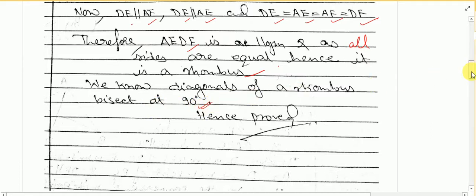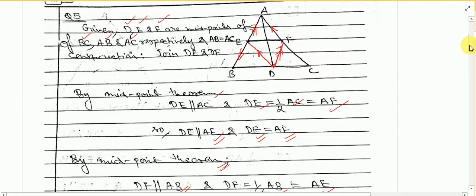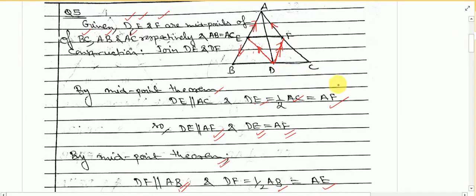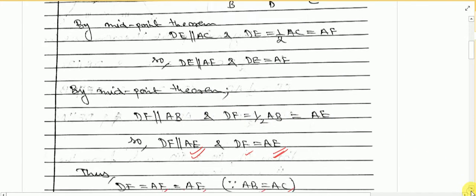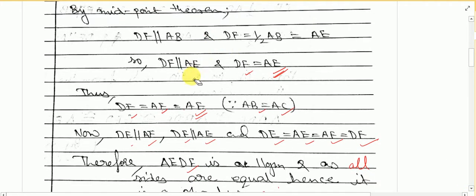So what you will do is you will pause the video and you will copy this. Done. So you can simply pause the video and you can write down. So I'll just rub this. Here you can add all.